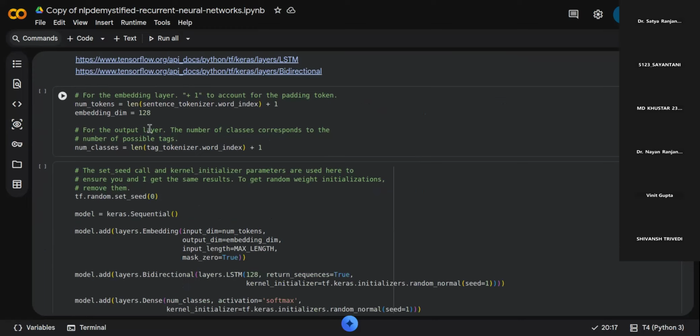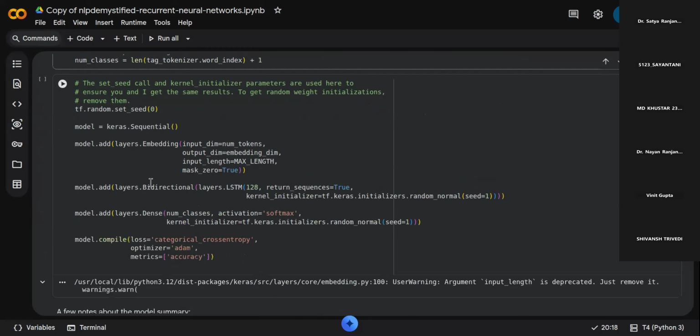And the embedding dimension, we are taking 121, you can change it also. Okay, and number of classes is 12. Because how will you get that? Now word index for tag tokenizer, it will give you 11 plus 1 is 12. So now this is the case. Now how to create a model?